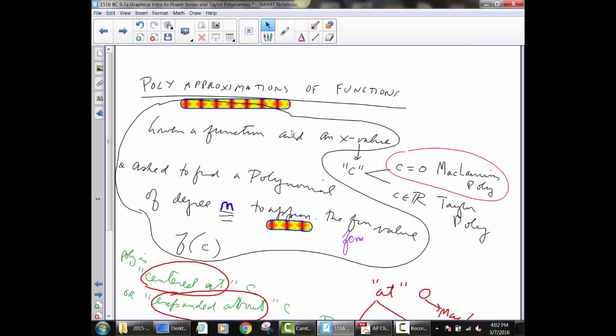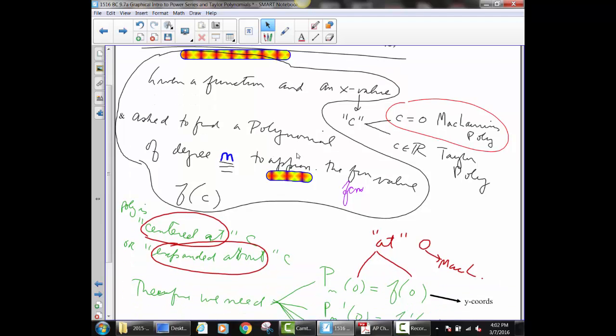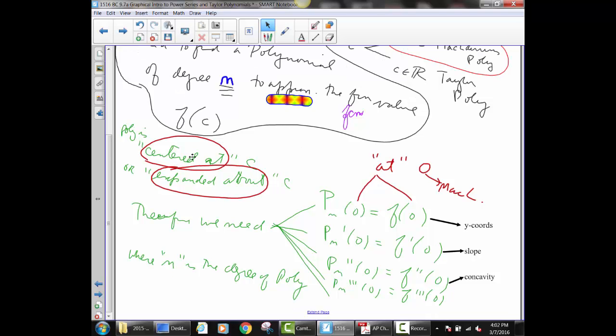Okay, so polynomial approximations of functions: given a function and an x value, they're going to call that x value c. If c is 0, you're going to have what's called a Maclaurin polynomial. If c is any number really, it's a Taylor polynomial. Even if it is 0, it's still a Taylor polynomial, but if it is 0, it's the special Taylor polynomial called a Maclaurin polynomial. So you'll be given a function, you'll be given a c, and you'll be asked to find a polynomial of degree n to approximate the function value f of c. So again, the polynomial is centered at c, expanded about c.